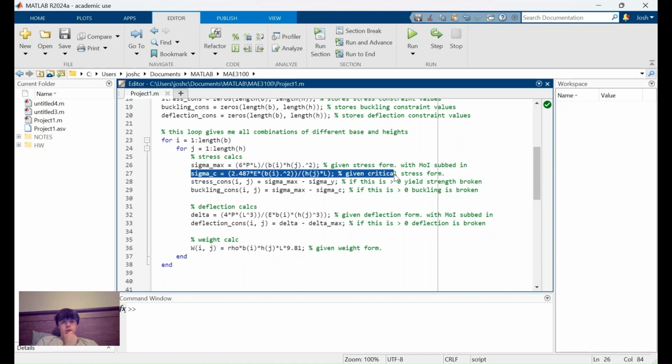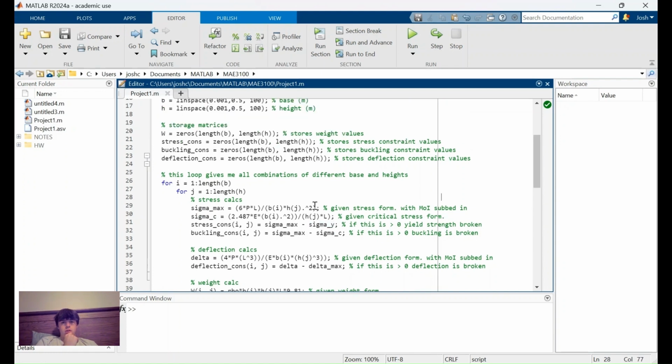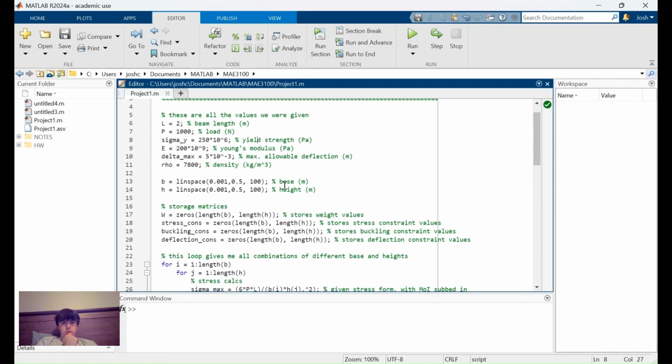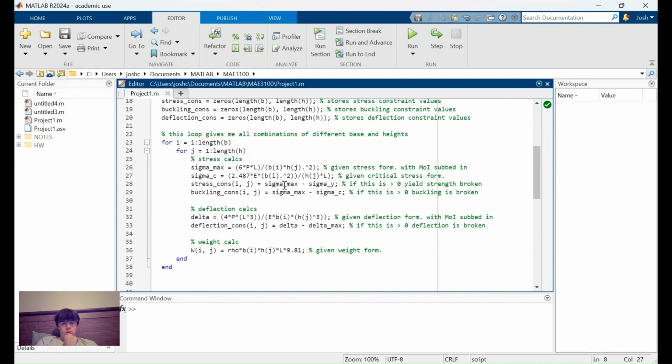And then I just went ahead and calculated the critical stress. For yield, we use sigma y, which is the yield strength of the material, and sigma max. If you subtract sigma y from sigma max and it's less than 0, you're good. But if it's greater than 0, then you violate your yield strength limit.